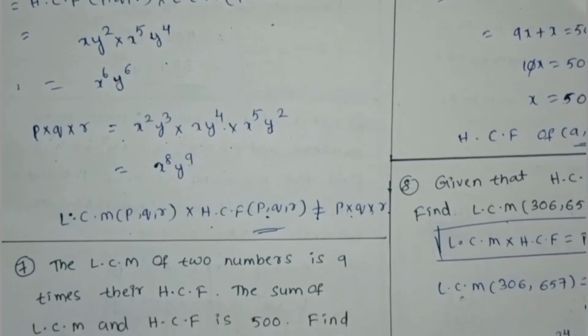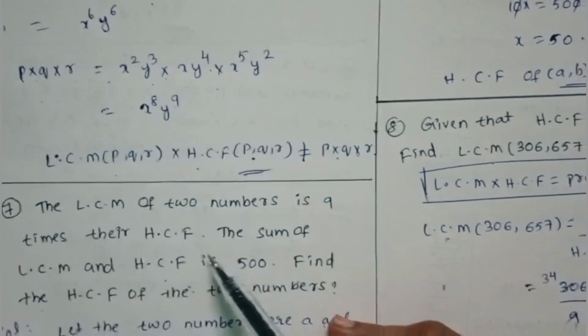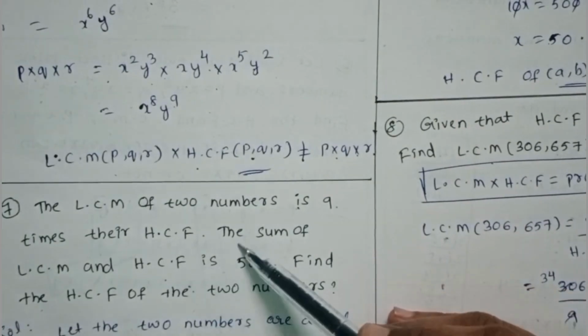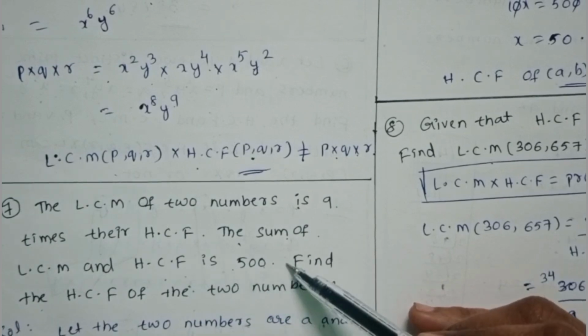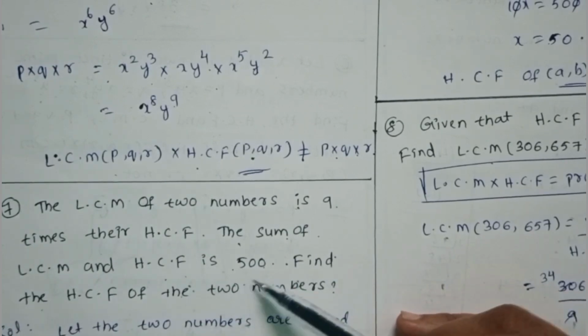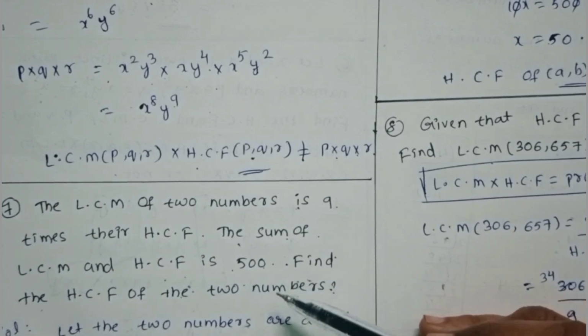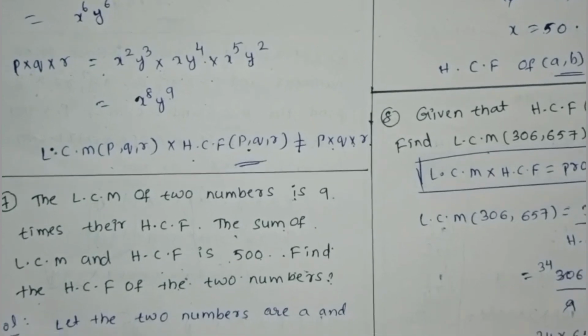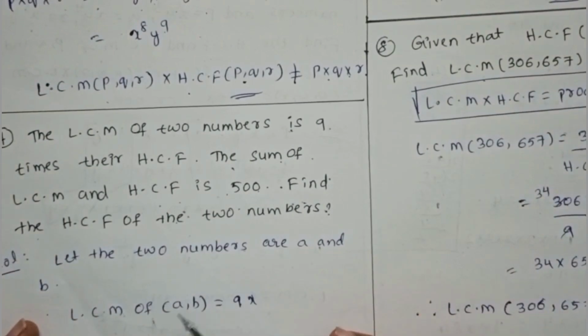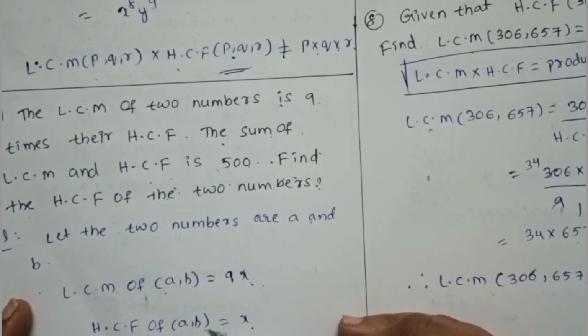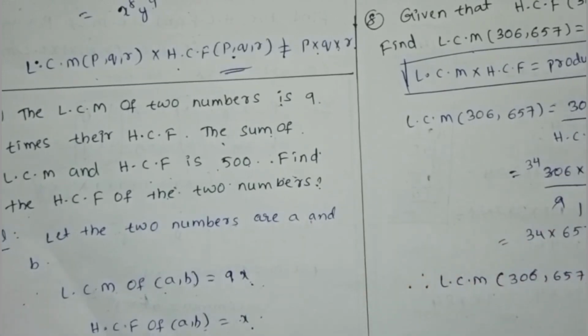Next question. The LCM of two numbers is 9 times their HCF. The sum of LCM and HCF is 500. Find the HCF of the two numbers. Here we don't know the two numbers, so let the two numbers be A and B. The given LCM of A, B is equal to 9 times the HCF. Let the HCF be x. So LCM becomes 9x, HCF is equal to x.